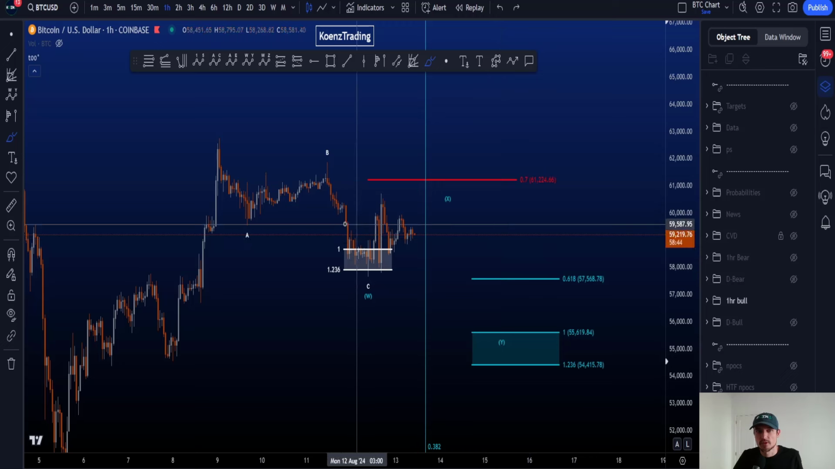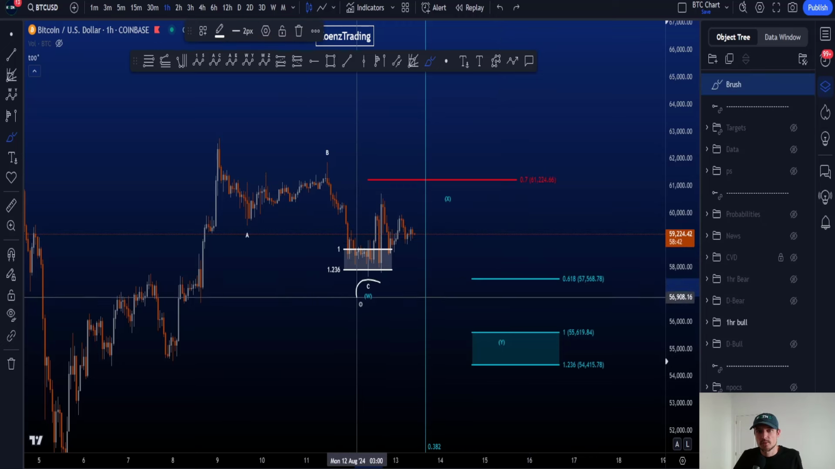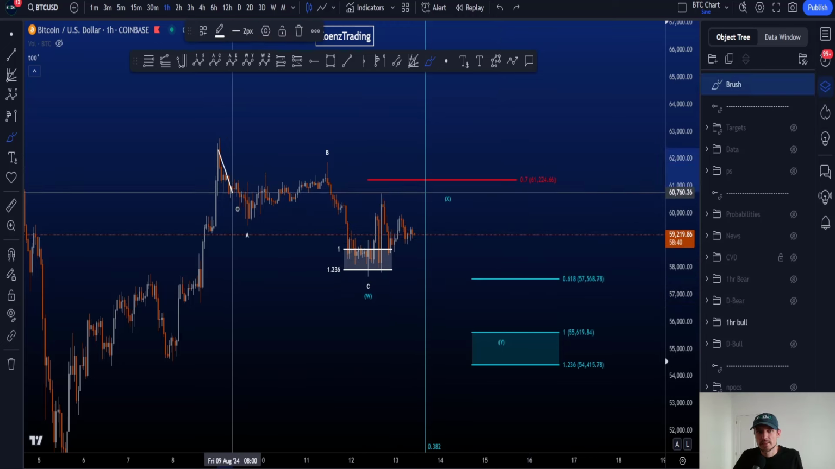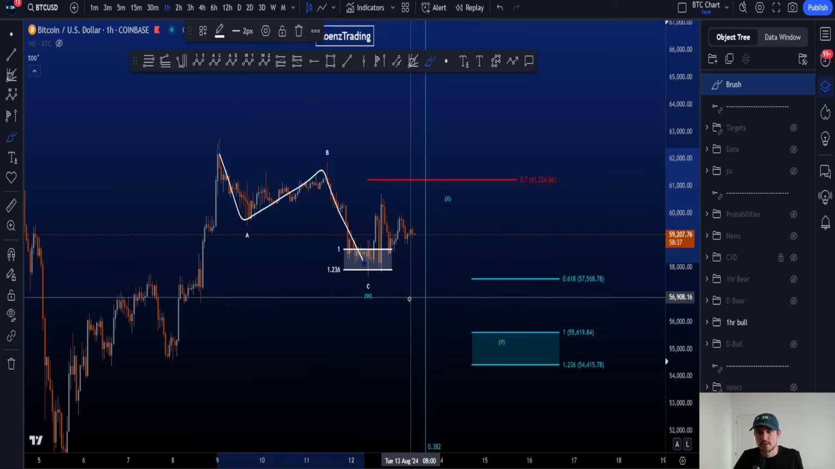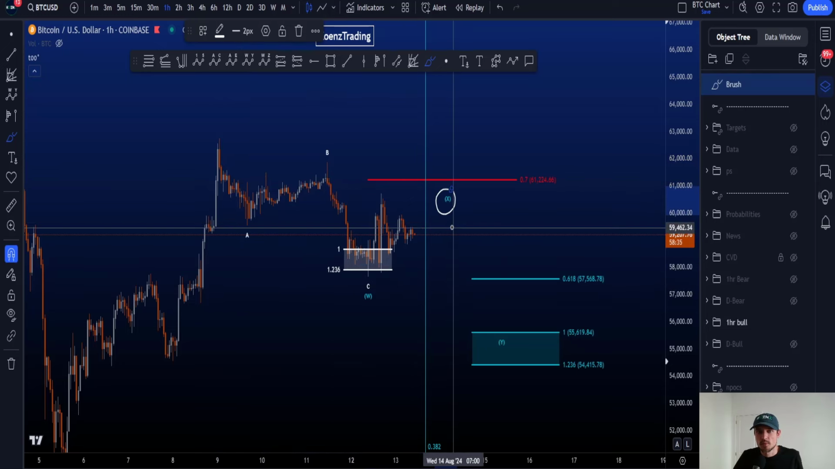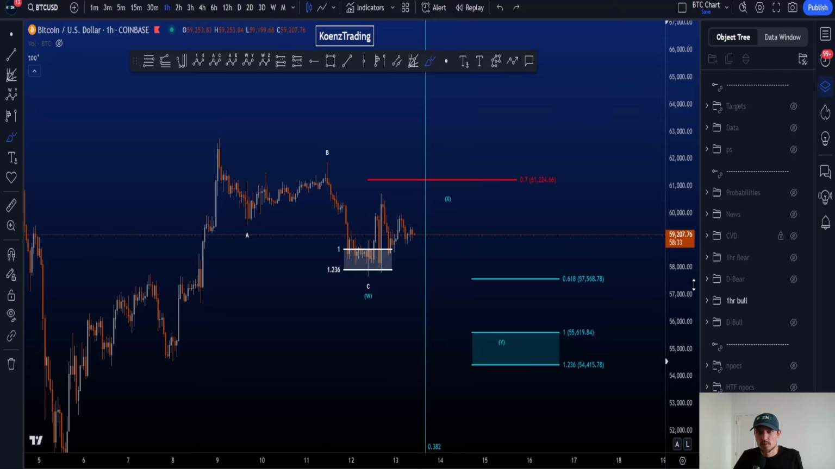In this case, what we are then looking for is a WXY, a bigger three-wave move, after which we look for continuation to the upside, where the three-wave structure in wave W is a zigzag, A, B, and then a wave C. We are working on wave X and still looking for a wave Y.